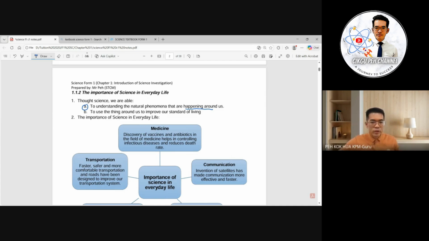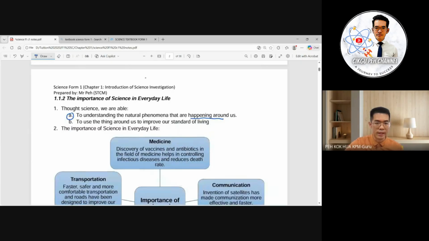Okay, let's continue. The main point here is why we want to learn about science. First, we want to understand the natural phenomena around us. This is the first reason why we learn science and why science is important. Then B, to use the things around us to improve our standard of living so that we can live more comfortably. For example, you don't need to wash your clothes by hand, right? You can wash by machine already. This is an invention through the knowledge of science. These are the two reasons why we learn science.